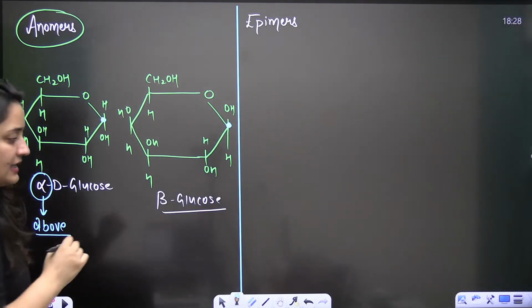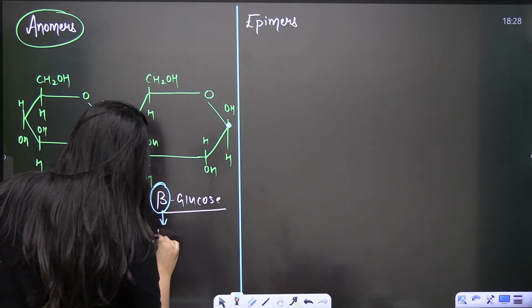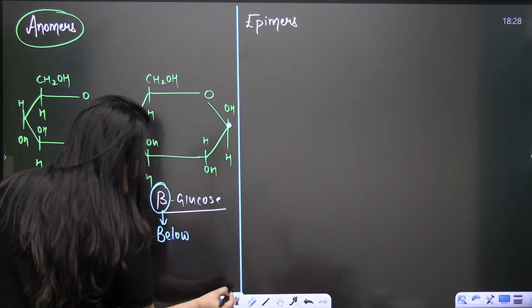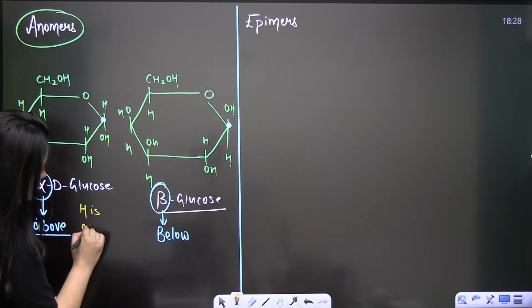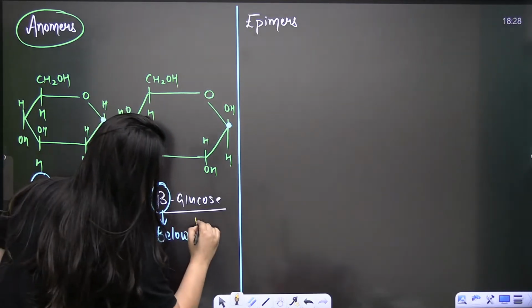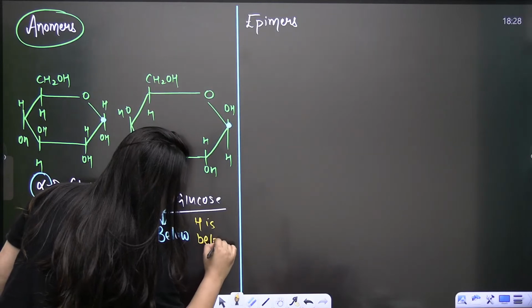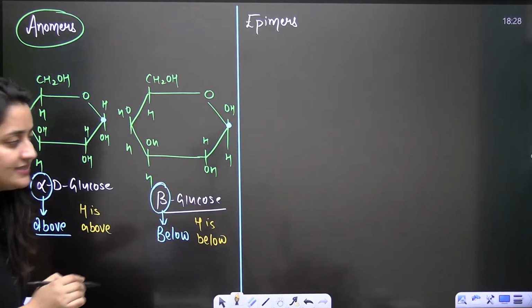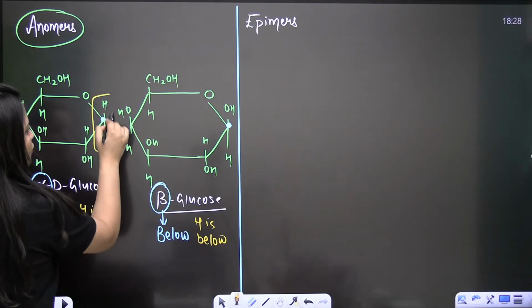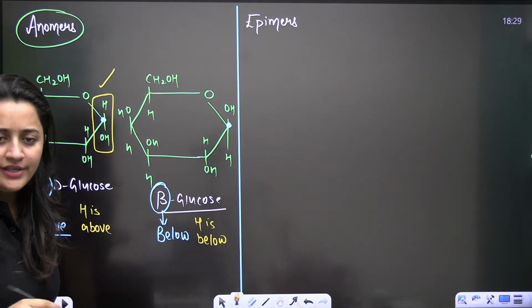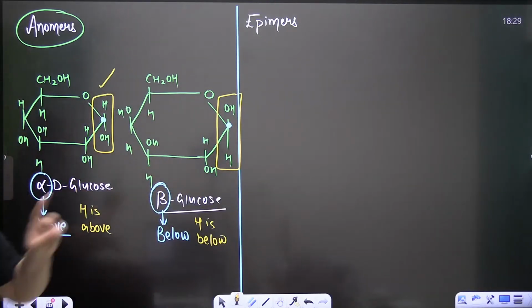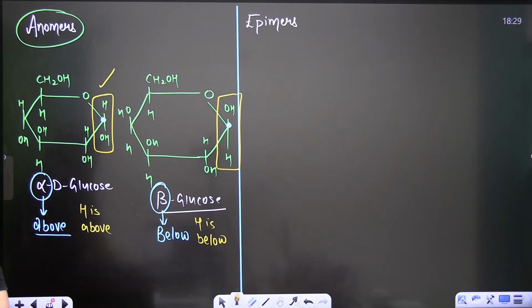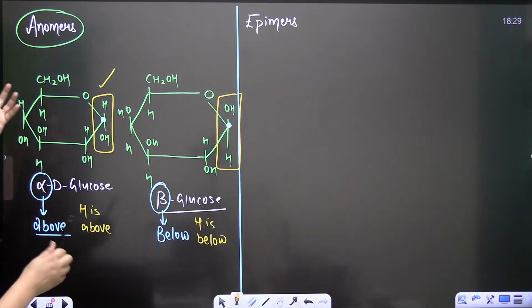Alpha means above and beta means below. So alpha, like H is above, and for beta, H is below. That is how you can remember it. When it is the alpha glucose, it's like this, H and OH. And when it is the beta glucose, hydrogen is below. It's very simple. So these are the anomers.